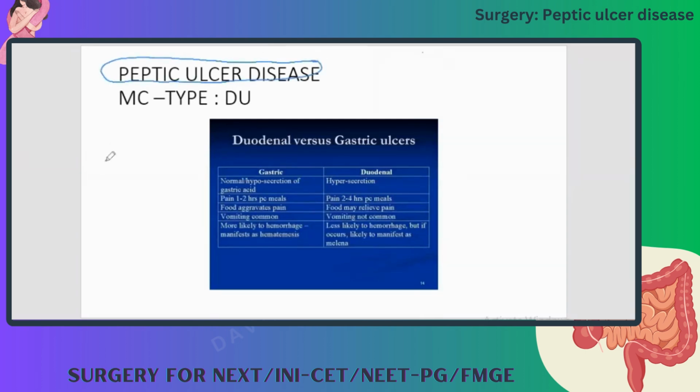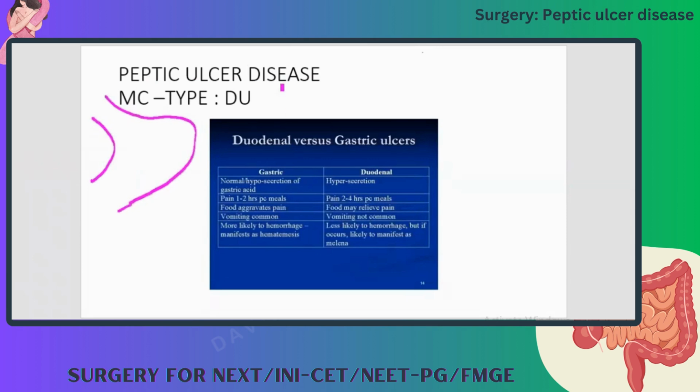Peptic ulcer disease. The most common type is duodenal ulcer. Ulcers can occur anywhere. It can occur in the stomach, and then it is known as gastric ulcer.